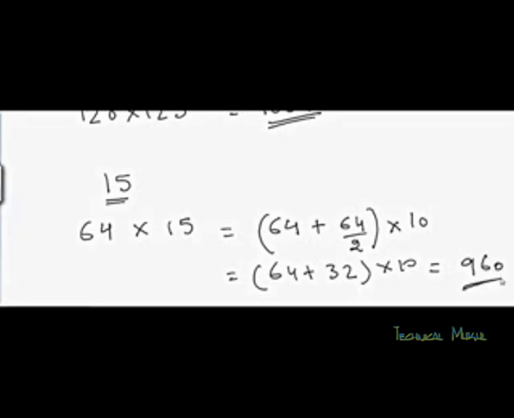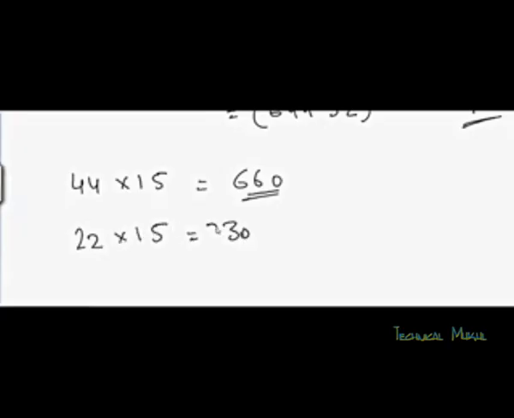So let's do it quickly. Suppose I have 44 and want to multiply by 15. I know that half of 44 is 22, so that will be equal to 66, and then a 0, so that will be 660. Suppose I want to multiply 22 by 15, that will be equal to 330. And if you want to multiply 66 by 15, that will be equal to 990.